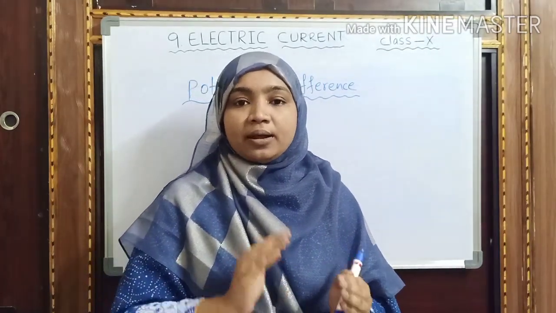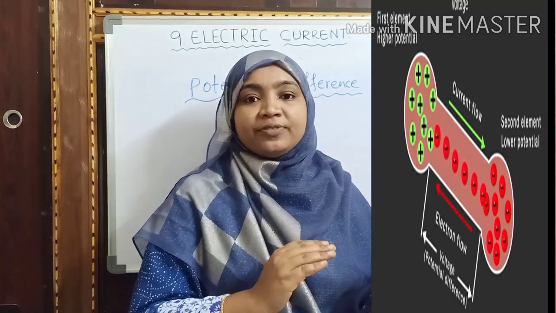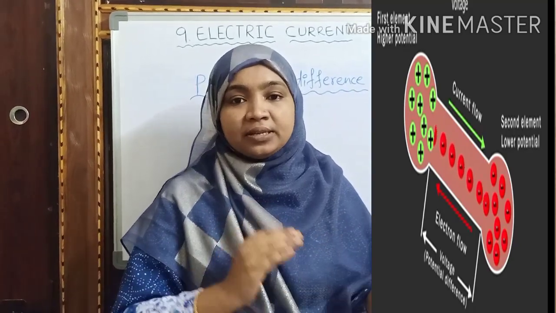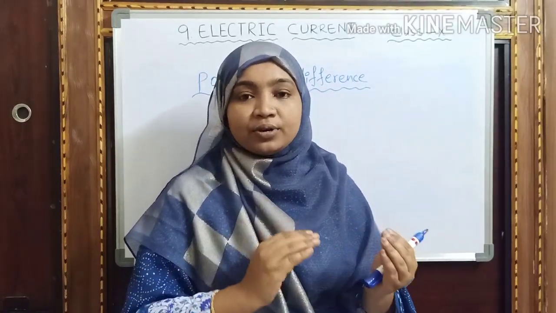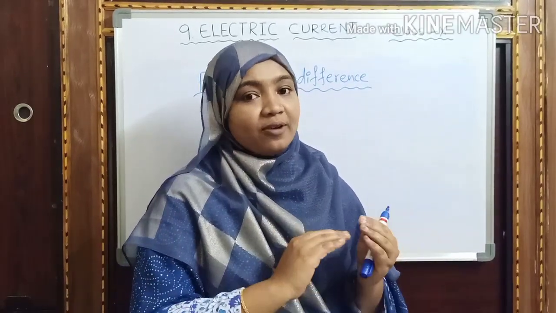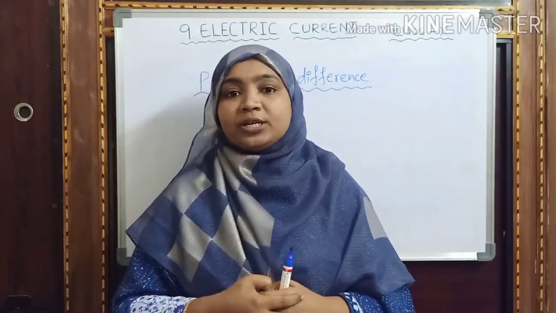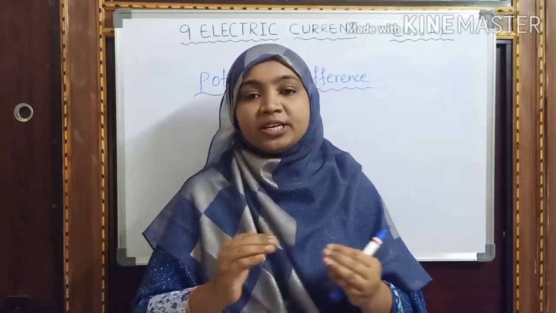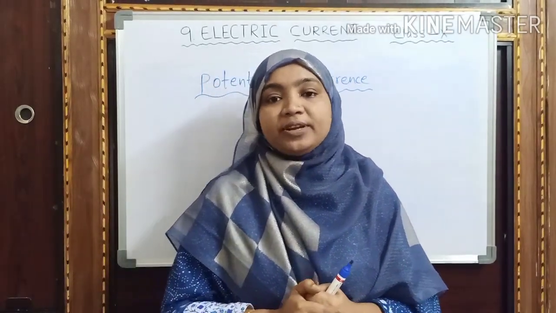Here also electrons do not flow by themselves. There must be a pressure difference between them. The pressure difference in the conductor is called potential difference. So the current always moves from a high potential point to a low potential point. This pressure difference between the ends of the source is known as potential difference.